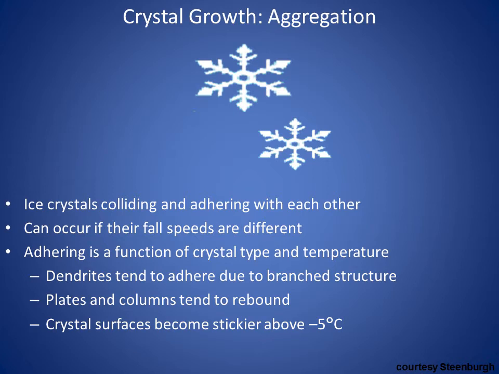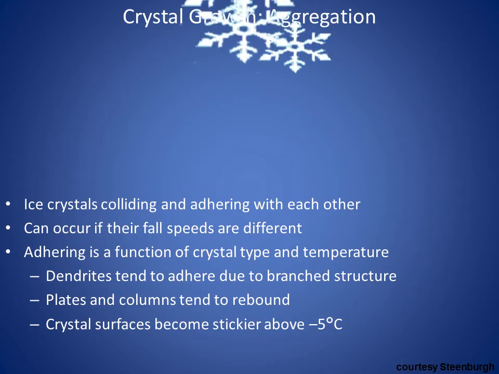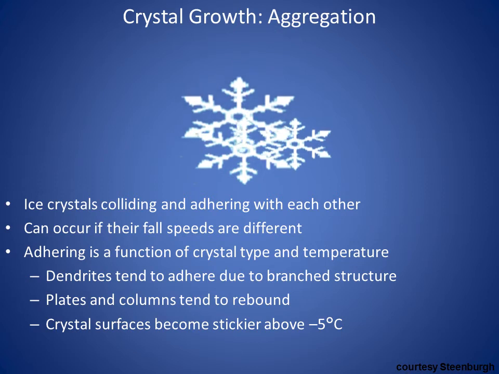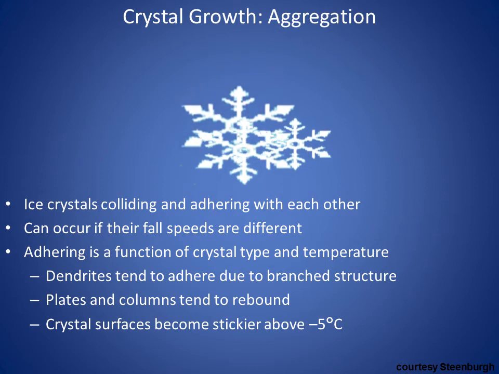Aggregation is simply ice crystals or snowflakes colliding with each other and collecting each other on contact. Aggregation can occur if fall speeds of snowflakes are different. It is a function of crystal type and temperature. For instance, dendrites tend to adhere or collect each other due to their branch structure, while plates and columns tend to rebound. Ice crystal surfaces also become stickier above -5 degrees Celsius, similar to the fact that wet snow tends to make the best snowballs.